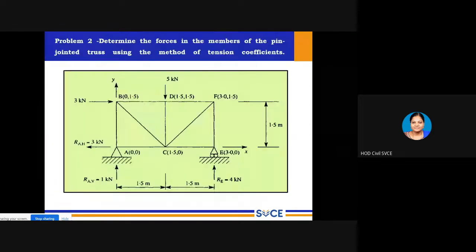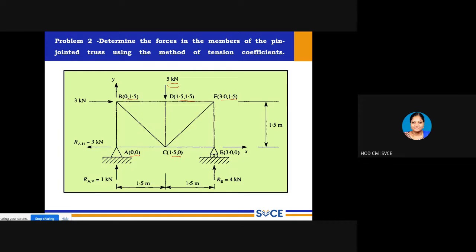So this is problem one. Now let us move on to the next problem. Here you can see a simply supported truss. You have to solve it again by the method of tension coefficients. The left side support is a hinged support, and the right side support is a roller support. You have an external force of 5 kN given here. And the coordinates are also given. The point A is the origin, 0, 0, then 1.5, 0, then 3, 0, similarly 3, 1.5, then 1.5, 1.5, and 0, 1.5.